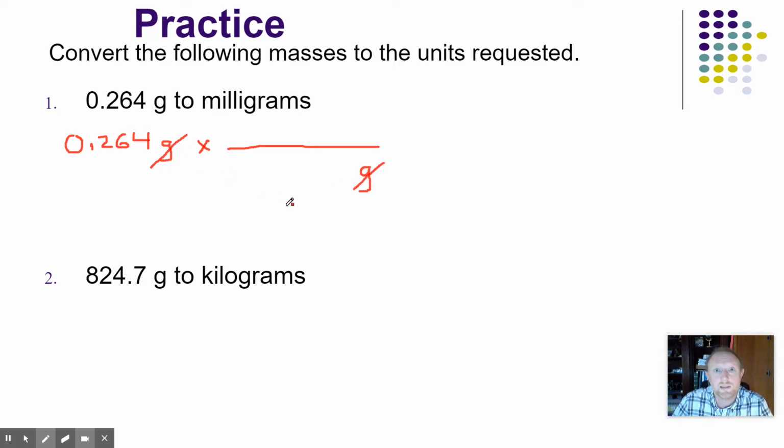I kind of jokingly call this a times line, which is really nothing more than a multiplication sign and a division sign. Whatever unit you start with, you place on the bottom and you can cross it out. So we're trying to leave the unit grams. The new unit always goes in the numerator. So I'm going to place milligrams on top. And now we need to look up this relationship.